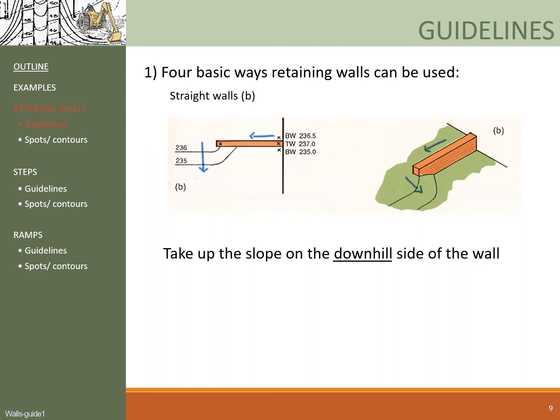The other type of straight wall is exactly the opposite. It takes up the slope on the downhill side of the wall, meaning that all the elevation transition happens on the downhill side of the wall, whereas on the uphill side, elevations are mostly the same. Okay? And drainage away from the wall here would not be much of an issue, as the blue arrows already show drainage away from the wall.